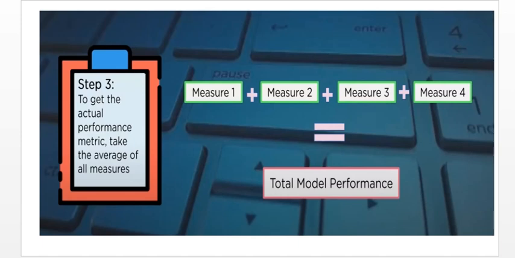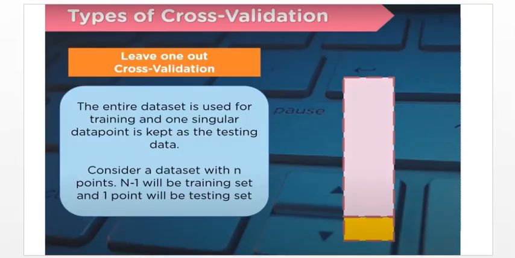Now we're moving on to the types of cross-validation. In general, there are 7 different types of cross-validation techniques. Here we'll be discussing the 3 main ones: leave-one-out cross-validation, k-fold cross-validation, and stratified k-fold cross-validation.